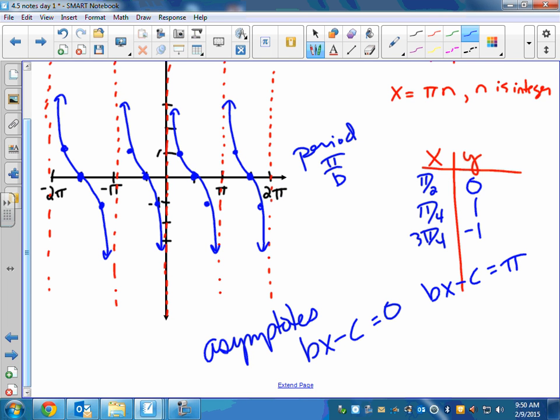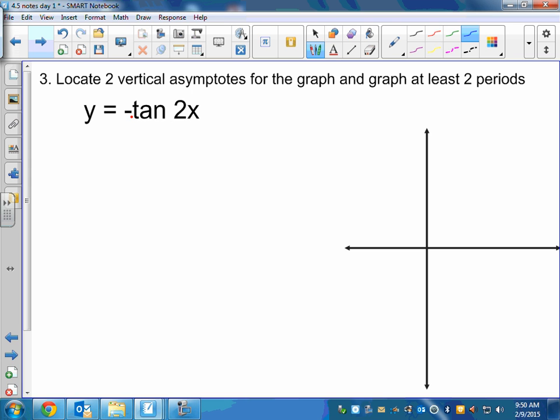Tangent, negative pi halves and pi halves. Cotangent is 0 and pi. It's not that you have to memorize those, just think about where it is undefined, and that's how you know what to set it equal to. And after we do tomorrow, secant and cosecant, we'll summarize that again, because that's probably the hardest thing that we do. So this was tangent.